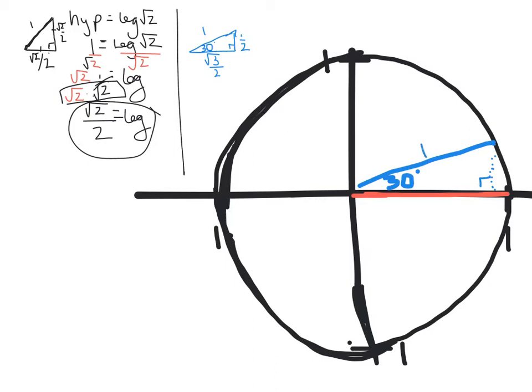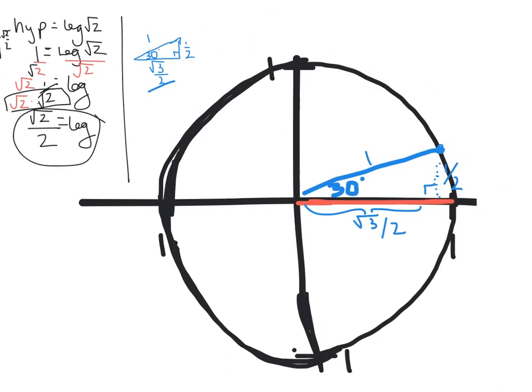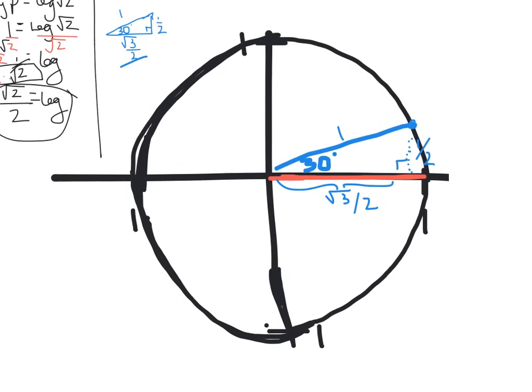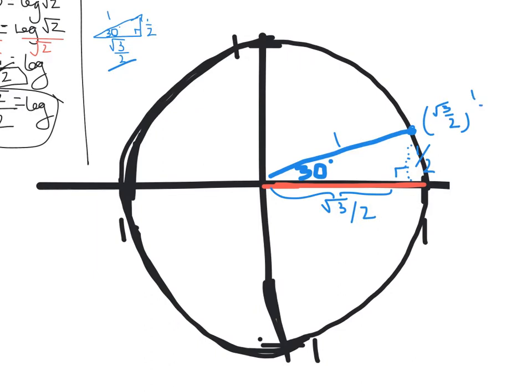So 1's always my hypotenuse. The horizontal change is across from my 60. So that's going to be this square root of 3 over 2. And the vertical change is going to be 1 over 2. So this coordinate right here is going to be the coordinate square root of 3 over 2, 1/2. Because my horizontal change is the square root of 3 over 2, my vertical change is the 1/2.